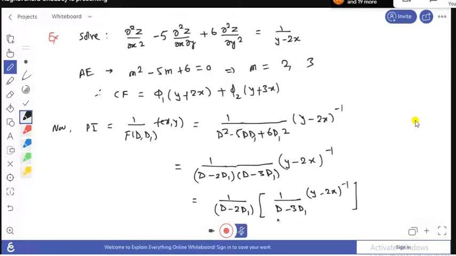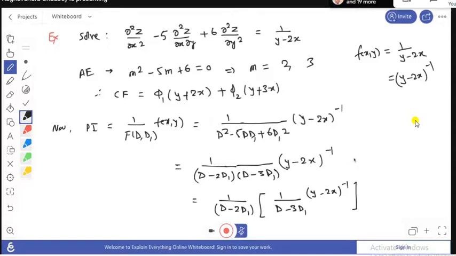Sir, how did y minus 2x come there? y minus 2x is this, right, the function f of x y. Okay sir, okay sir. This is your f of x y, that equals 1 upon y minus 2x, or you can write y minus 2x to the power minus 1. Is that fine? Okay sir. Fine? Fine.